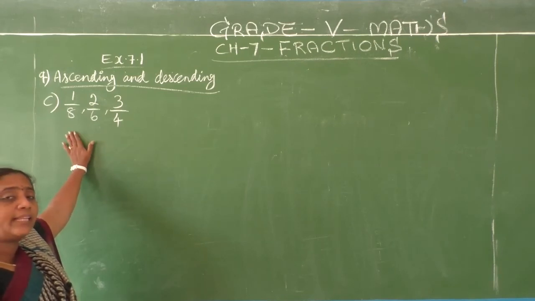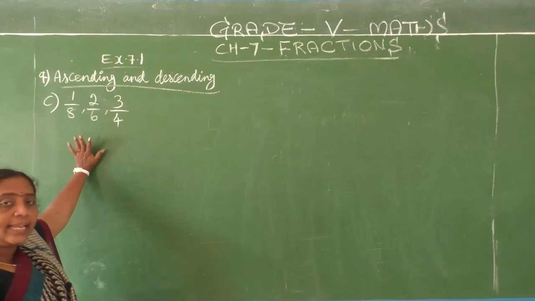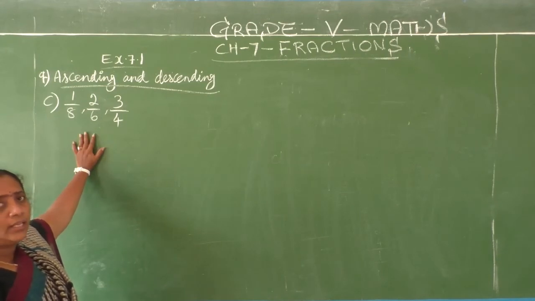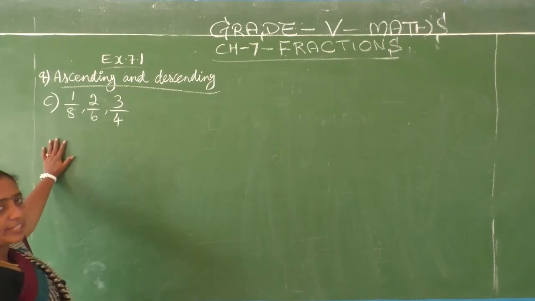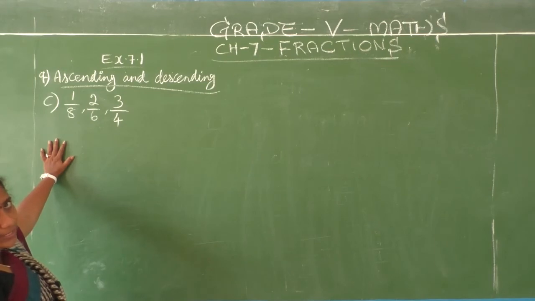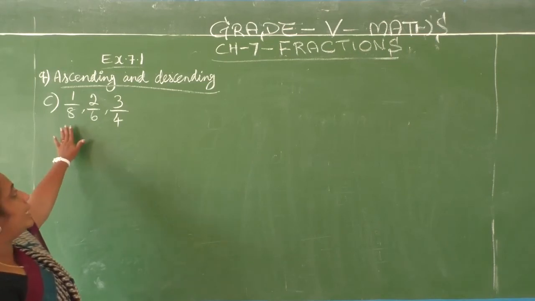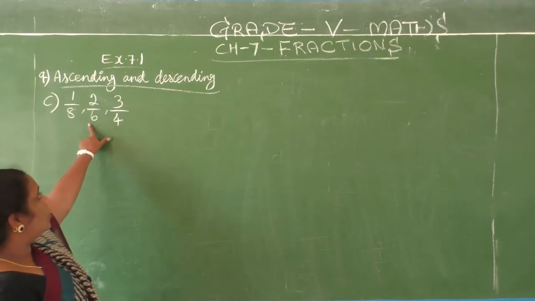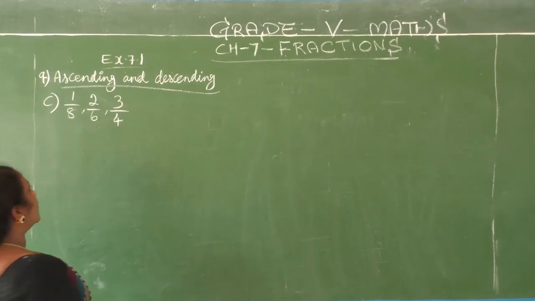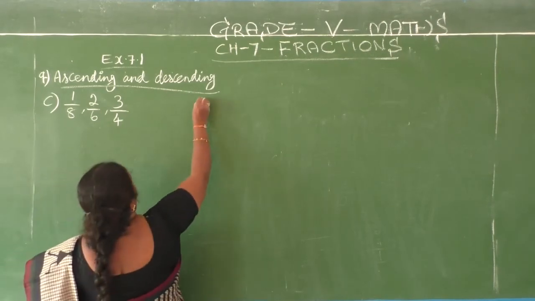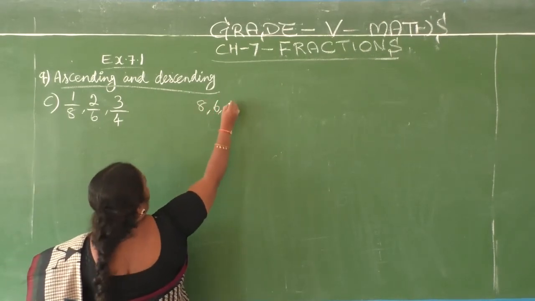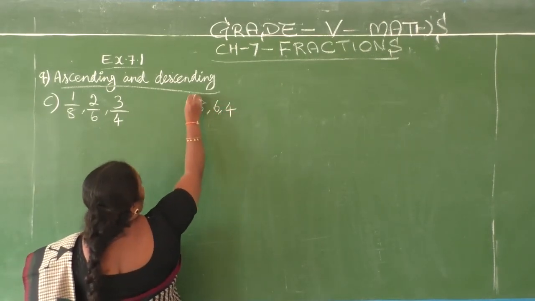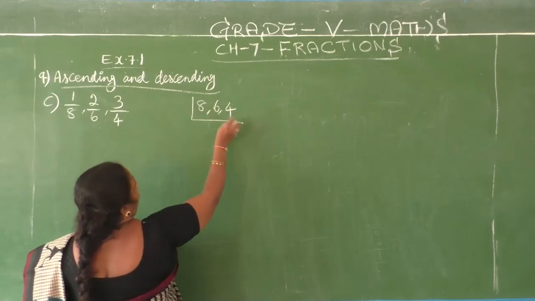First we have to take all the denominators and take the LCM. Then only we can convert the fractions into like fractions, because whenever all denominators are the same, then only it's a like fraction. Now we have unlike fractions. Okay, what are the denominators? 8, 6, 4. So all are even numbers.